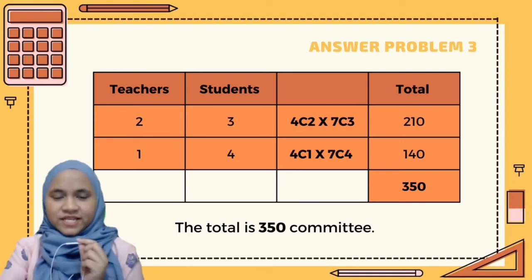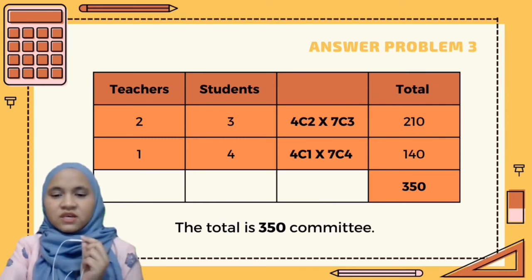Next, for the second case, the second possibility is selecting 1 teacher from 4 teachers, combination of 4 taken 1, and then we have 4 students from 7, combination of 7 taken 4. Multiplying these 2 combinations using a calculator, we will get 140. Don't forget to add them all up, and that will give you the total of 350.